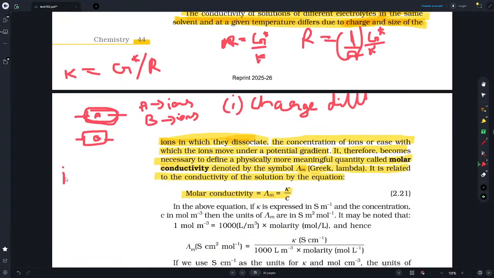Two, dissociation rate, how much they dissociate. Third, concentration. Or fourth, the ease with which the ions move under the potential gradient, the easy moving ability or mobility of the ions.